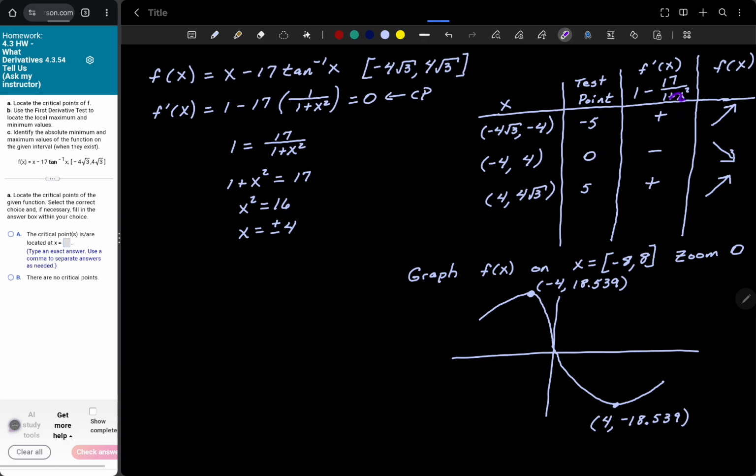When I plug a 0 in, of course, we just get 1 minus 17, and 1 minus 17 is going to give me a negative 16. That's why my sign is negative there. And when you plug a 5 in, you get the same thing as when you plug a negative 5 in. You'll get 1 minus 17 over 26. It's going to be a positive 9 over 26.